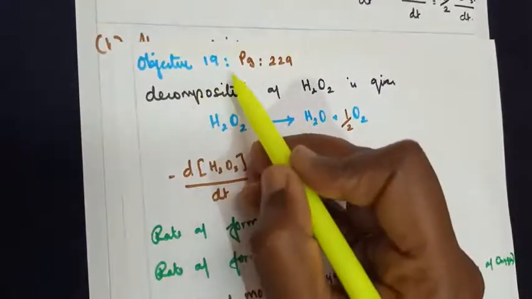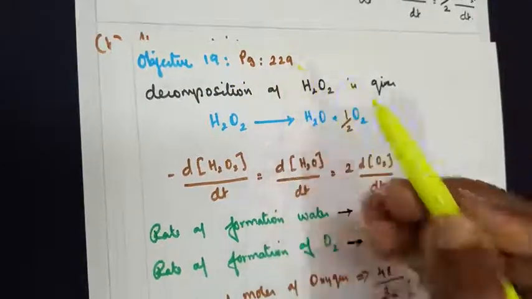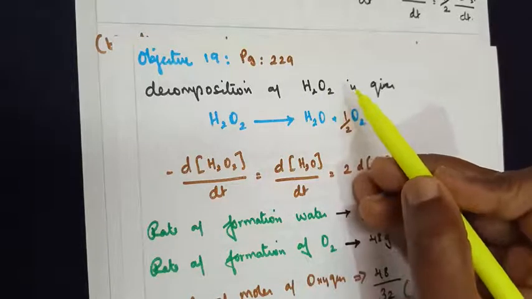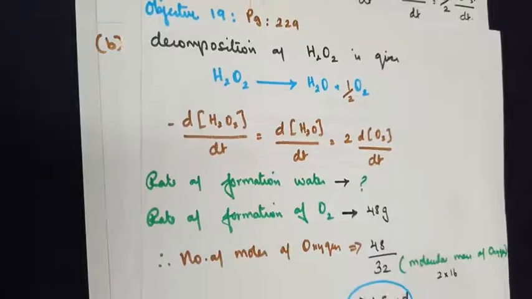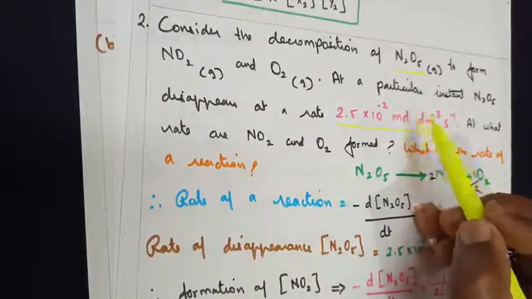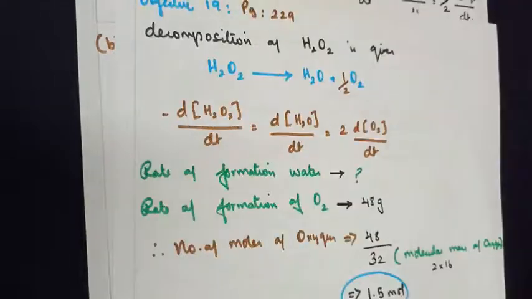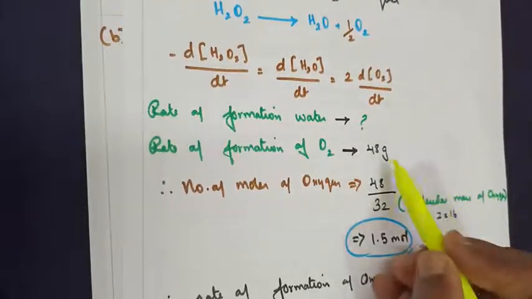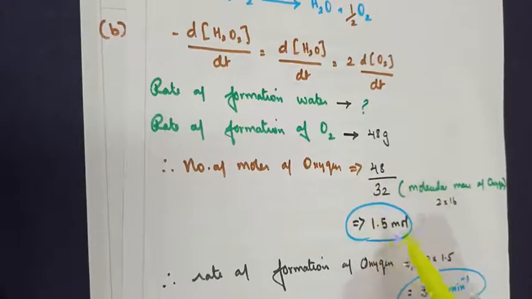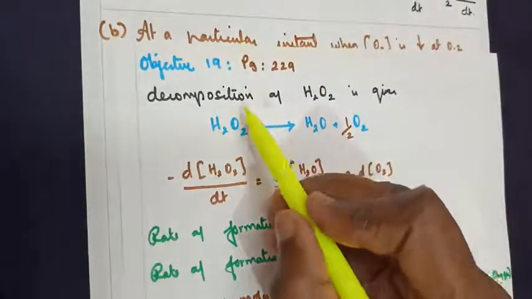This is objective 19 taken from page number 229. Decomposition of hydrogen peroxide is given. A slight change here. In all the previous questions we worked out, the concentration is expressed in terms of mole. Now in this question, the formation of oxygen is expressed in terms of gram. So when it is given in gram, you have to convert the answer in terms of mole. Then go further with your calculation. That's the only point you have to remember.